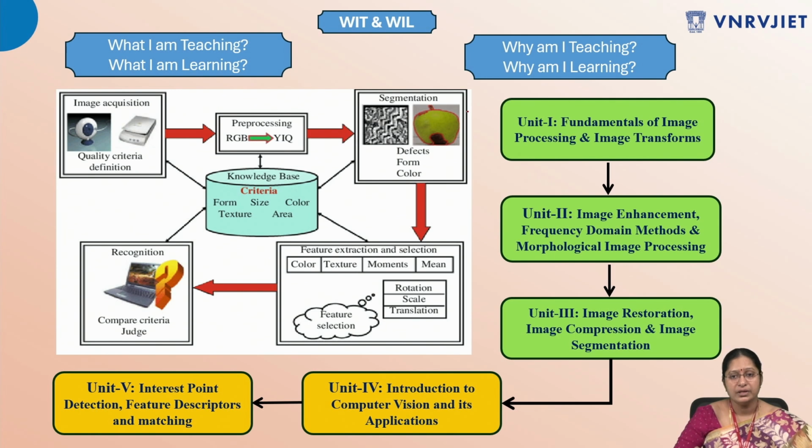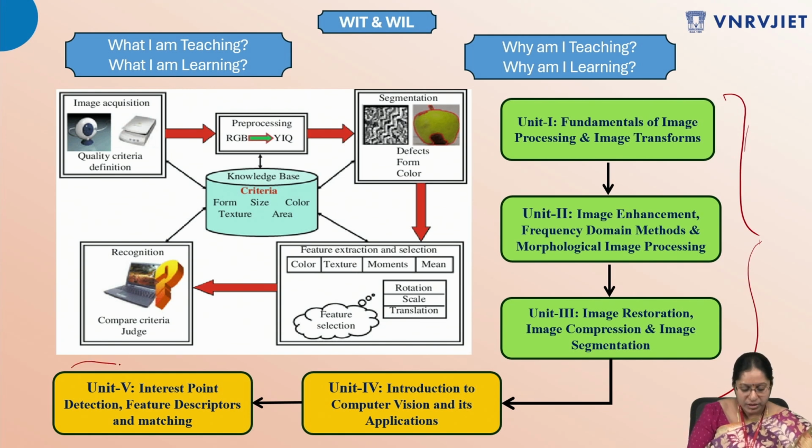And in the third unit, we have image restoration, image compression, and image segmentation. These three units cover the image processing concepts. And next, the fourth unit, introduction to computer vision and applications. In the fifth unit, we cover interest point detection, feature descriptors, and matching, which are covered in computer vision tasks. So, these five units are covered in the real-time application.